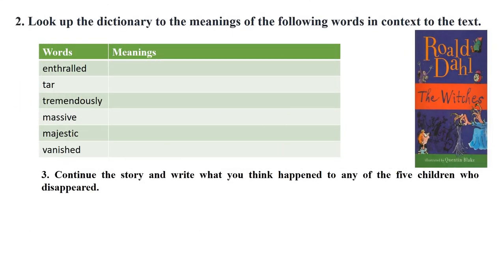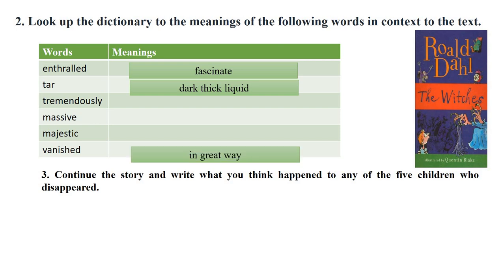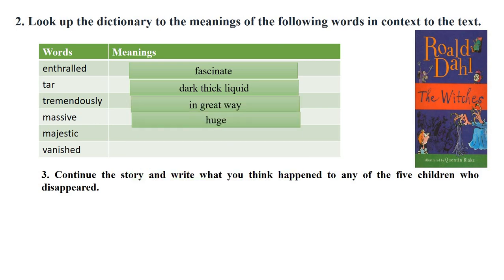The second question consists of a list of words and their meanings. The words are enthralled, tall, tremendously, massive, majestic, and vanished. The meanings are fascinate, dark thick liquid, in a great way, huge, graceful, and disappear.